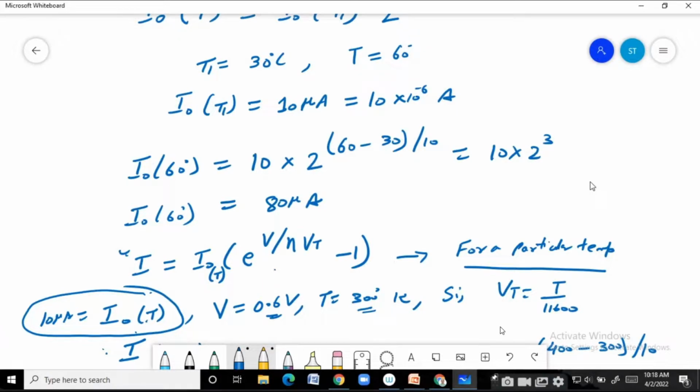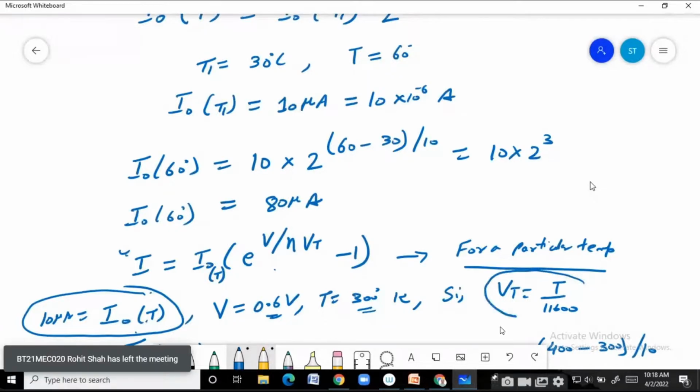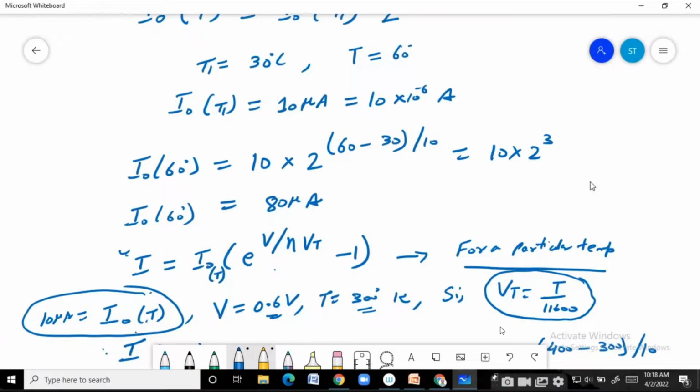But many times we are aware that the temperature has changed to 400 degree Kelvin. So students change the value of VT. They don't forget to change the value of VT, but what they forget to do is update the reverse saturation current at 400 degree Kelvin. So what I mean to say is that if a reverse saturation current is given to you at a particular temperature and you are asked to find the diode current at another temperature, first of all you have to update the value of the reverse saturation current.